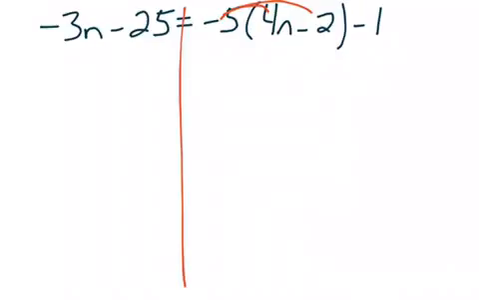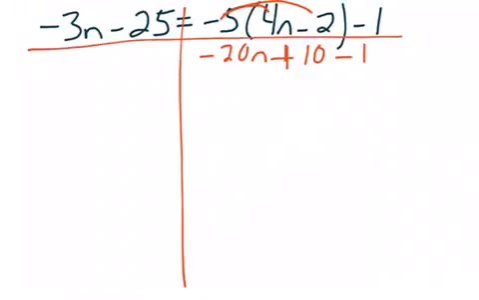Negative 5 times 4n would be negative 20n. Negative 5 times negative 2 would be a positive 10. And I drop down this negative 1. On the left-hand side, I just bring everything down on the same level. Now on the right-hand side, I see a 10 minus 1.